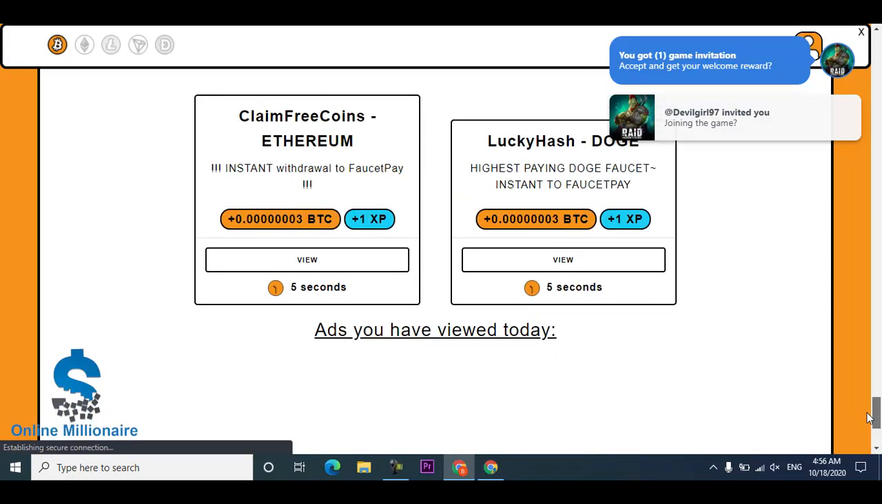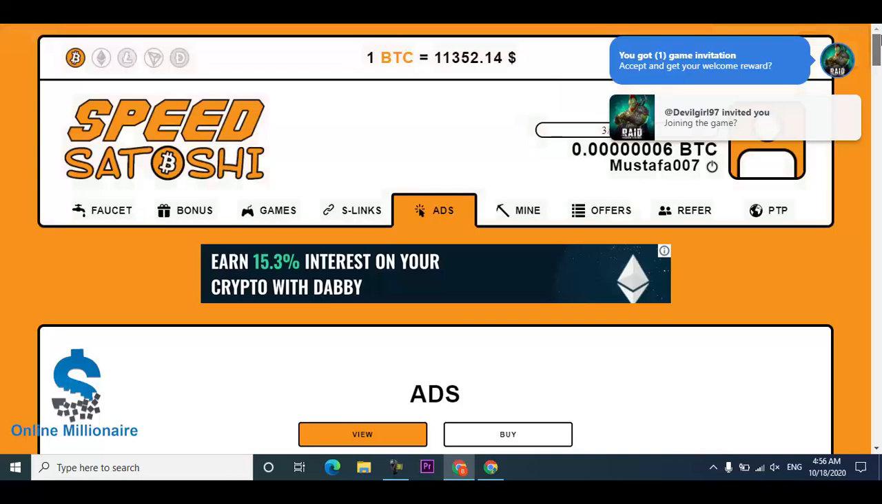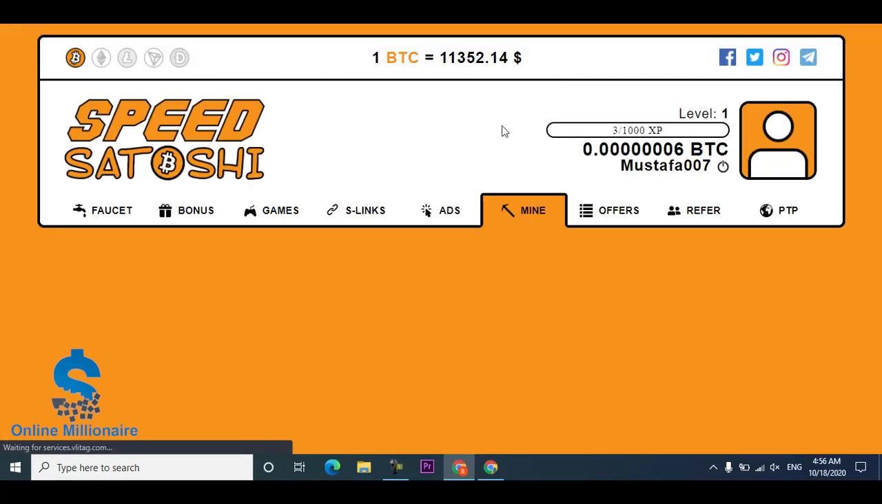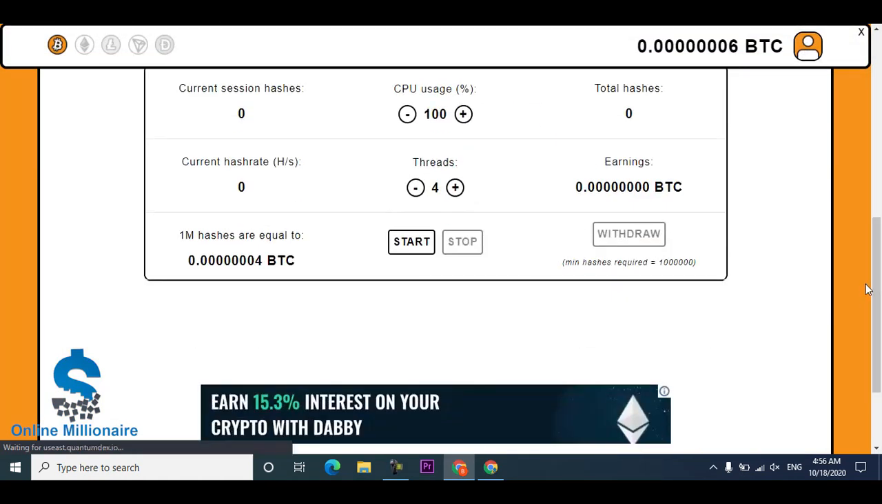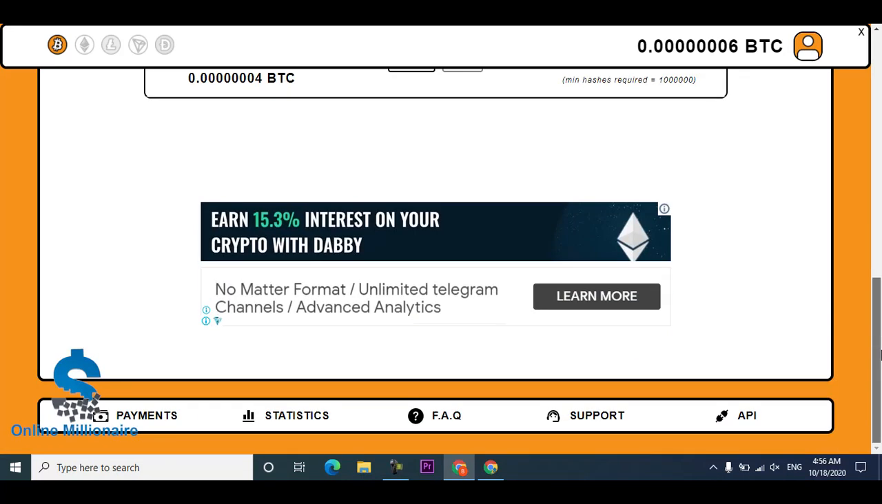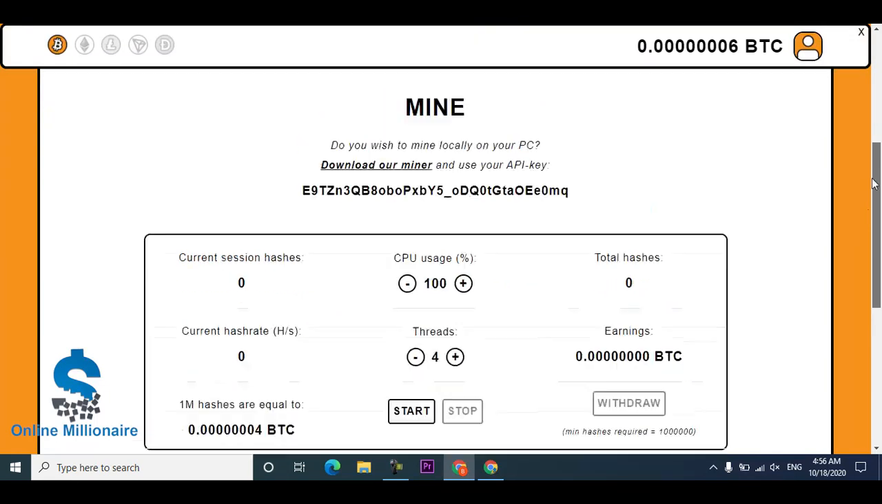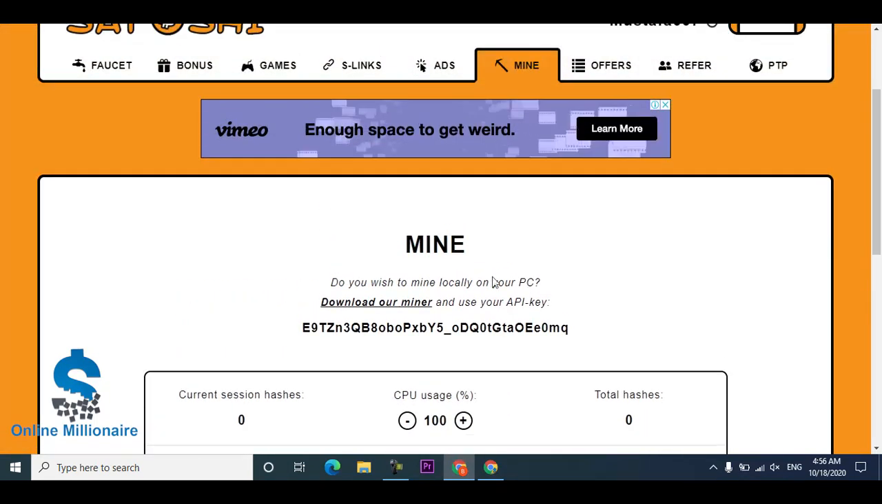Okay, and the next one is mine. The mine is not very good, because I tell you one thing: don't invest your time in the mining. Okay, because this one takes time but doesn't pay you much. If you want to download the miner, you can click and download the miner.